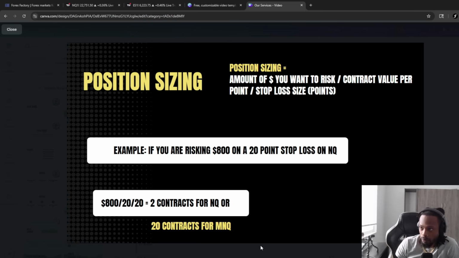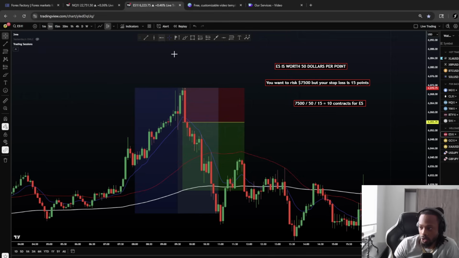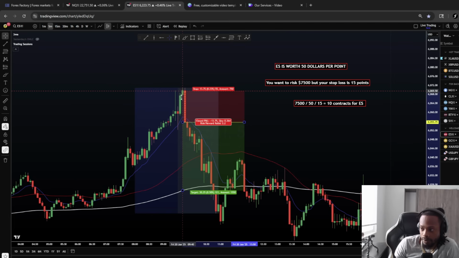Now, let's go on an example on the charts. Now, let's look at this. First, let's say we want to risk $7,500, okay, on this counter trend breakout right here. Your stop loss, which is right here, this is the positioning tool on TradingView. If you put the position tool right here, a short position right here, you can adjust this. And when you adjust this on TradingView, it will let you know how big your stop loss could be.